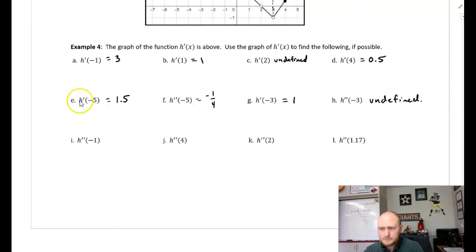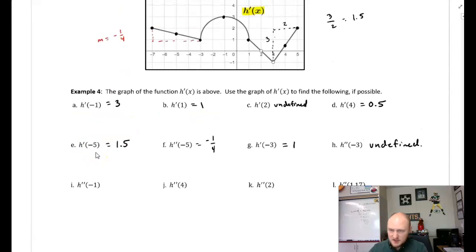Okay. Here we go. H double prime of negative 1. What's the slope at negative 1? Well, isn't that like a maximum right there? So the tangent line, the slope of that would be 0. It's neither increasing nor decreasing. That's the ball being thrown up in the air, stopping right at the top. H double prime of 4. What is that slope? Well, we already calculated the slope there. We said 3/2.